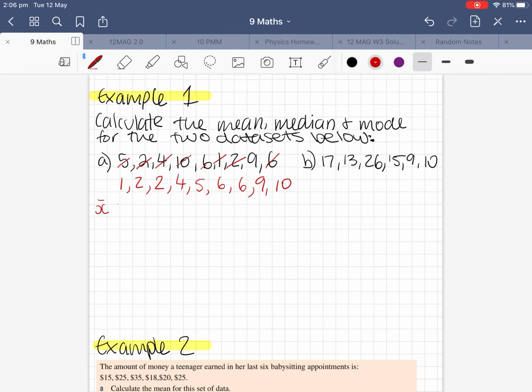To find the mean of that data set, it's the sum of all those numbers over the total number of values. So that's 1 plus 2 plus 2. Adding all these numbers together.